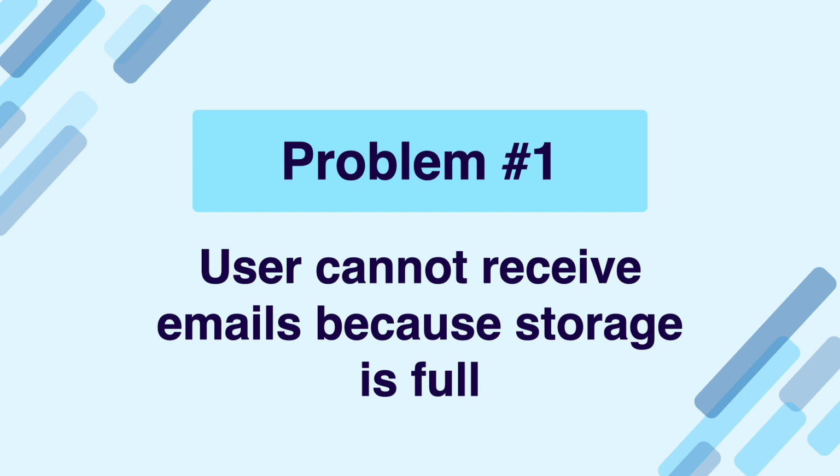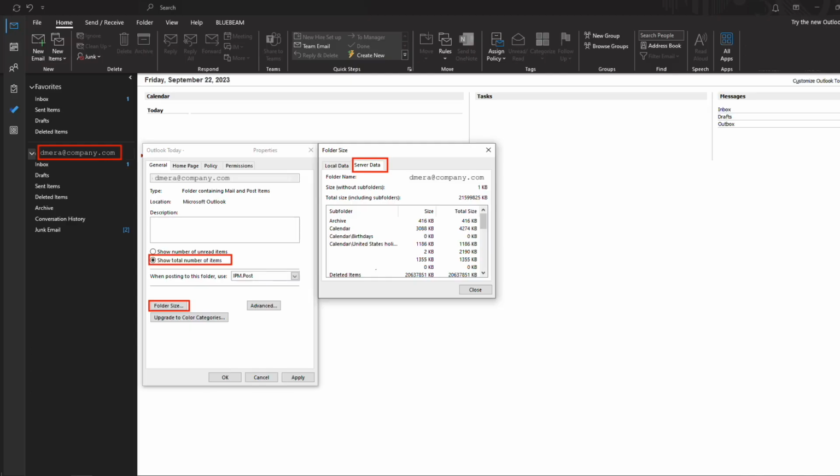Usually, someone's trying to send an email and the sender gets a confirmation that the user doesn't have enough storage and the email cannot be sent. To confirm this, you go to the Outlook app, right click on the user domain, then click on its properties, then select the total number of items, folder size, go to the server data tab, and under the total size, including subfolders, you will see the storage that is consumed, and this will depend on the quota that you have with Exchange.